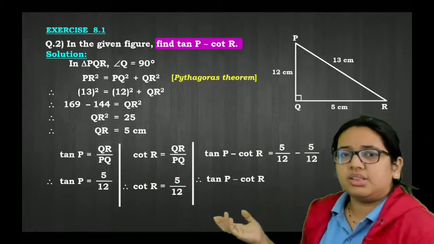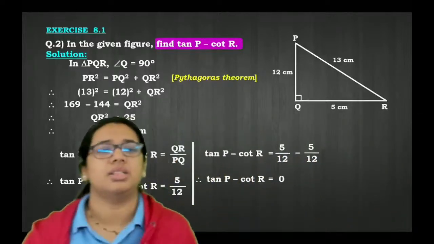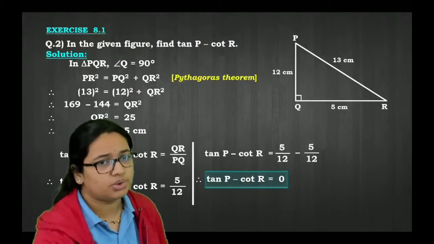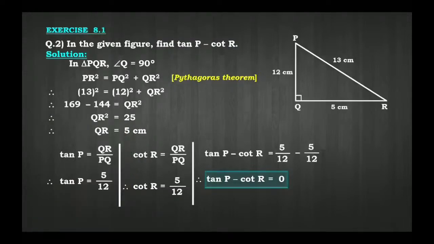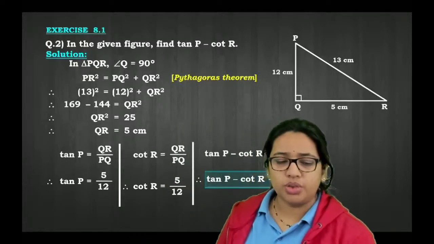So what will be its answer? 5 by 12 minus 5 by 12. Hence answer will be 0. Then up to this, ये clear हो रहा है आपको? If you want to take a screenshot, take. Okay. Should we move on for the next one?